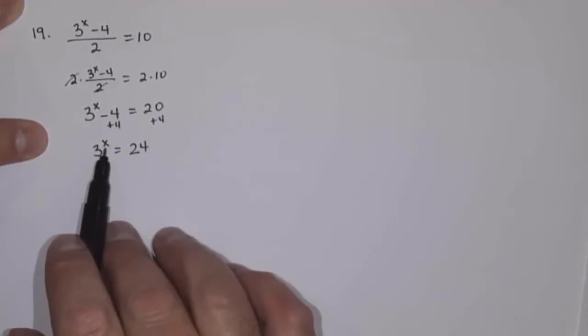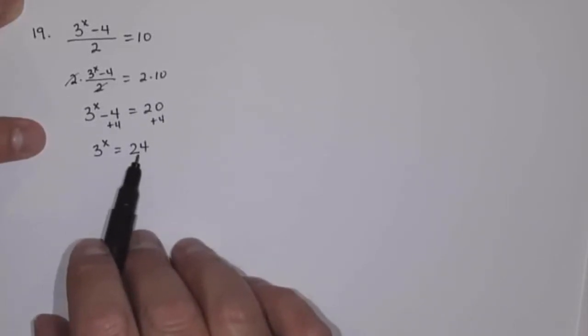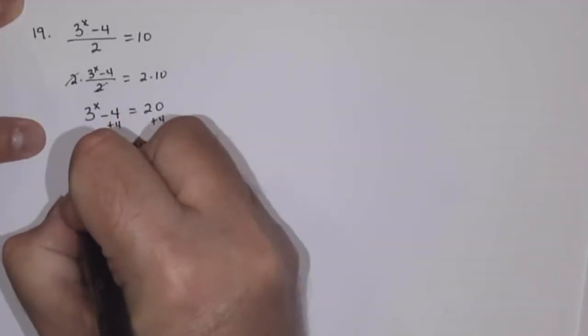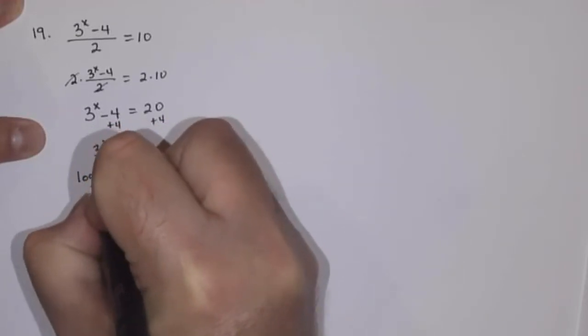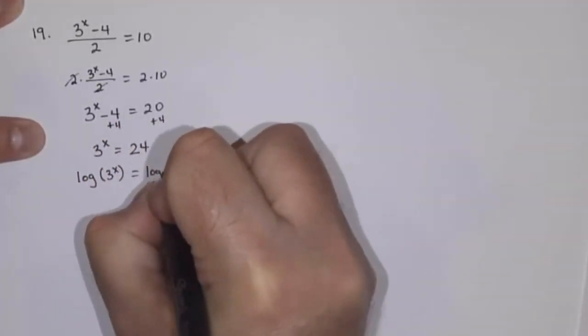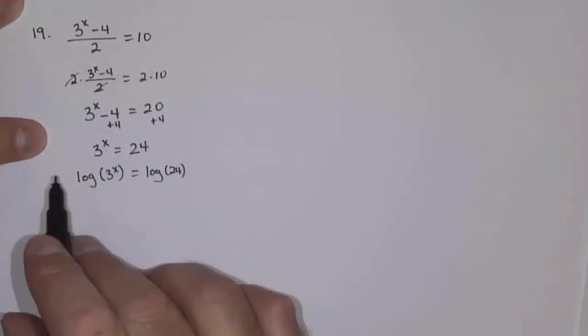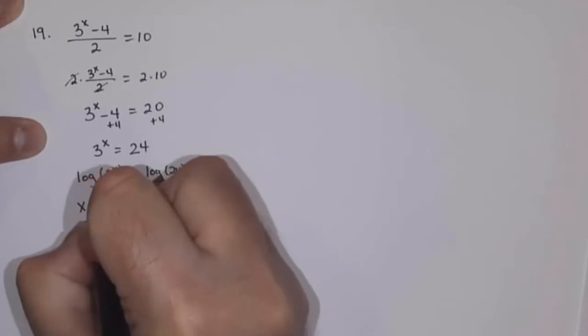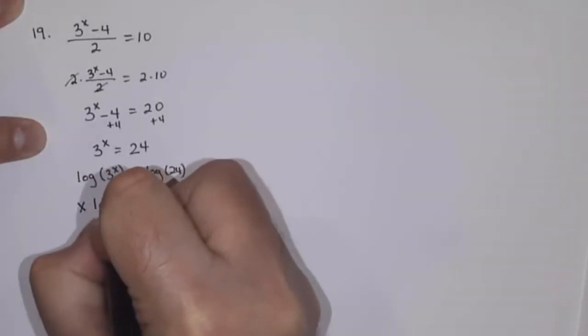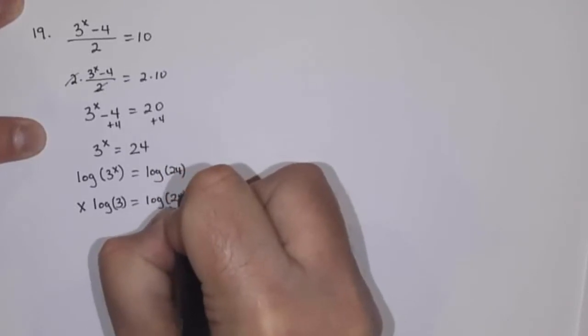Now to solve, I need to get that x down from the exponent. And so remember, the trick to that is using logarithms. So I'm going to take the log of both sides. So the log of 3 to the x equals the log of 24. Doing that allows me to pull out the x. So x times the log of 3 is equal to the log of 24.